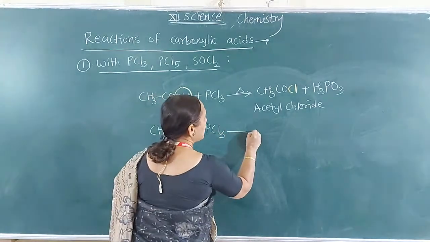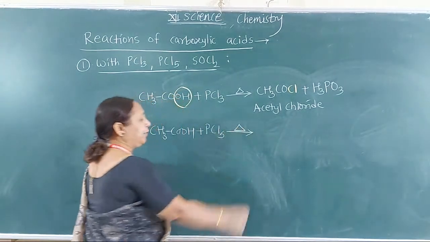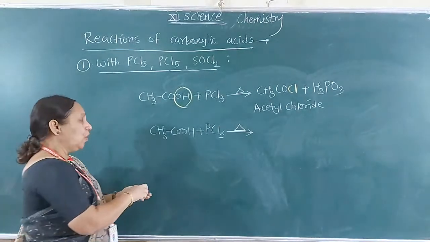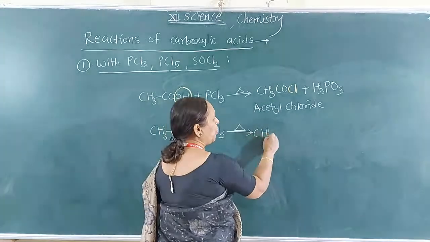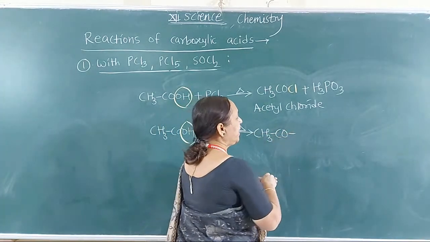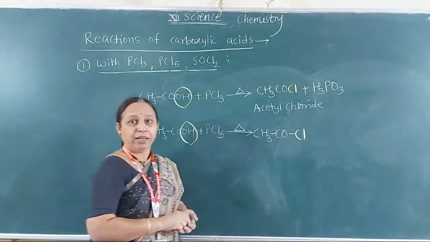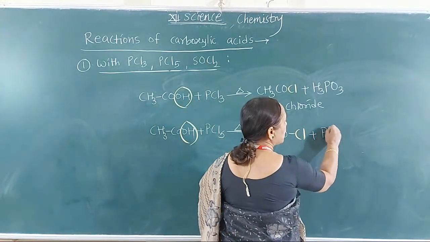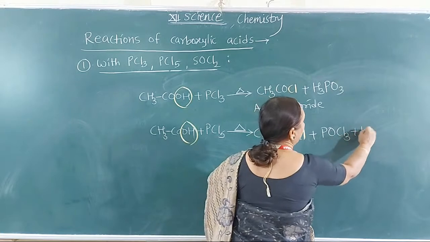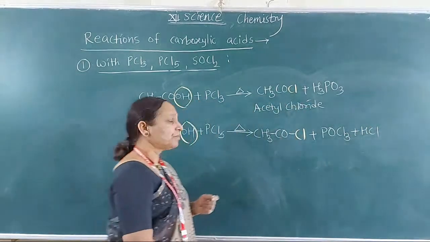Next, what is the action of phosphorus pentachloride on ethanoic acid? When phosphorus pentachloride is heated with ethanoic acid, OH of carboxyl is replaced by chlorine and the product is acetyl chloride, CH3COCl, with phosphorus oxytrichloride and HCl.